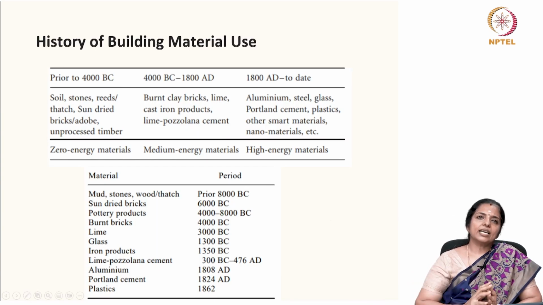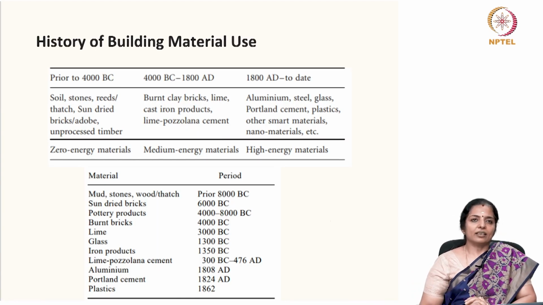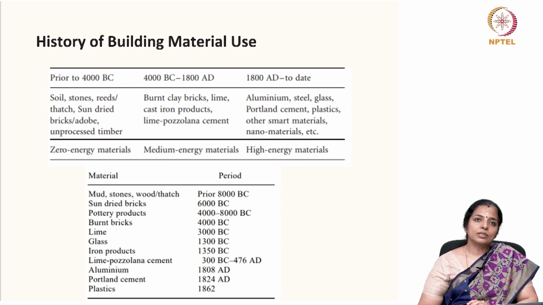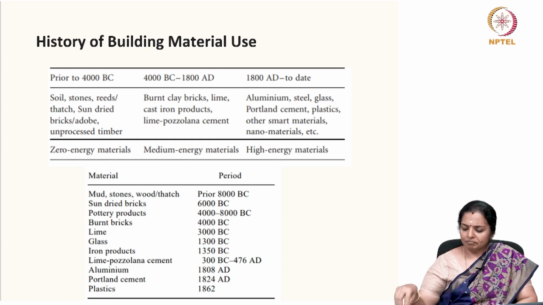If you look at the history of building material use, prior to 4000 BC, the primary building materials were soil, stones, reeds, thatch, sun-dried bricks or adobe construction, and unprocessed timber. Today we call these materials zero energy materials.